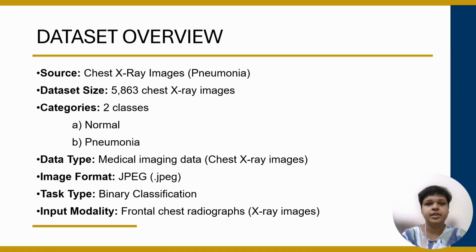So for this project, I used the chest X-ray image pneumonia dataset, which contains 5,863 chest X-ray images. The images belong to two classes, normal and pneumonia, making this a binary classification problem. Since the quality and characteristics of data directly affect model performance, it is important to understand who these images belong to and how the dataset is organized.